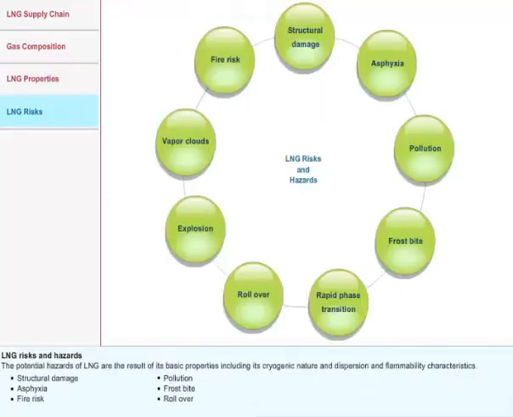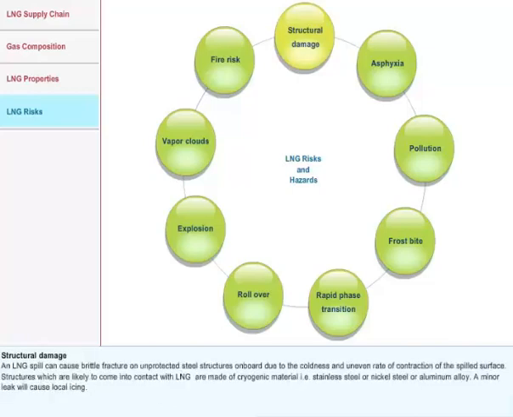The potential hazards of LNG are the result of its basic properties, including its cryogenic nature and dispersion and flammability characteristics: structural damage, asphyxia, fire risk, pollution, frostbite, rollover. An LNG spill can cause brittle fracture on unprotected steel structures on board due to the coldness and uneven rate of contraction of the spilled surface.